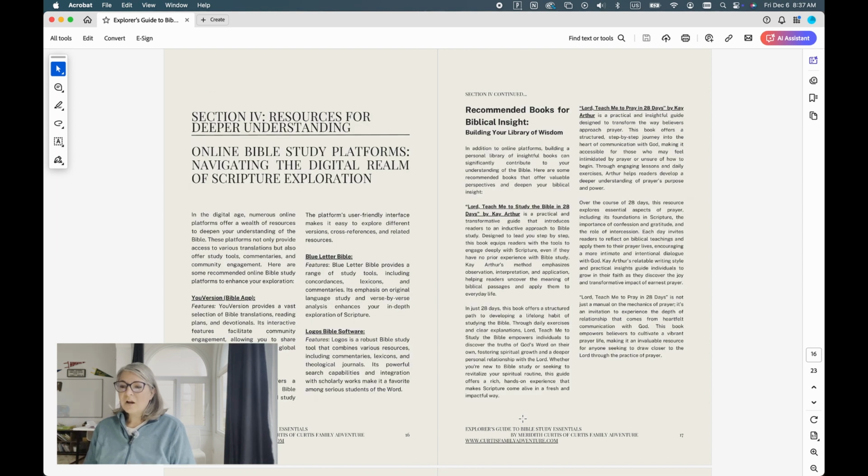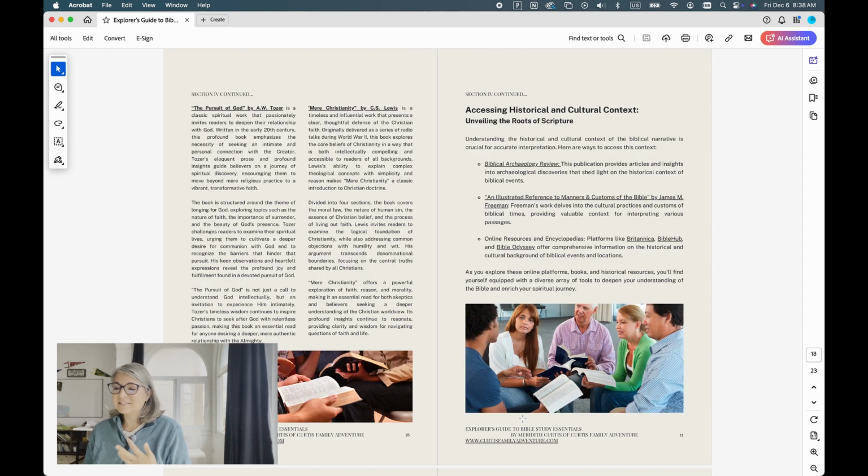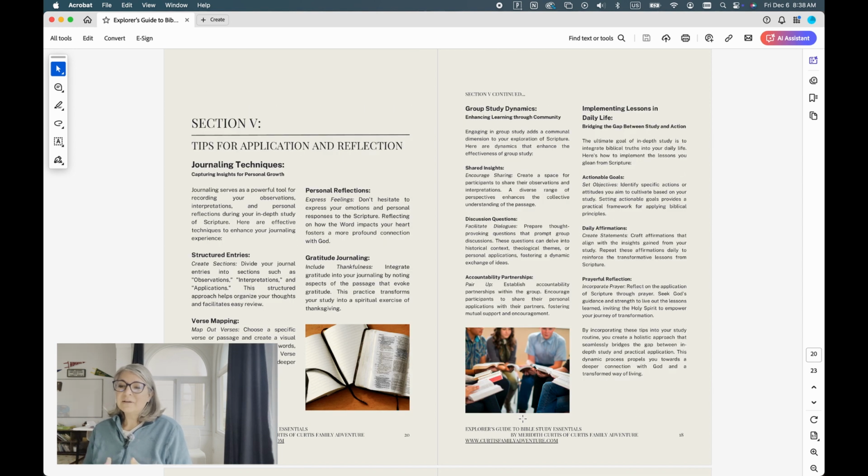In section four, we're going to talk about resources, great resources for deeper understanding. And I share some of my favorite online Bible study platforms. Then I share some books that I recommend that really helped lay a solid foundation for my faith and how I study the Bible. Then in section five, I go into tips for application and reflection. So some journaling techniques that have been really useful, group study dynamics, which is so fun when we can come together and study the word together, and implementing lessons in daily life.